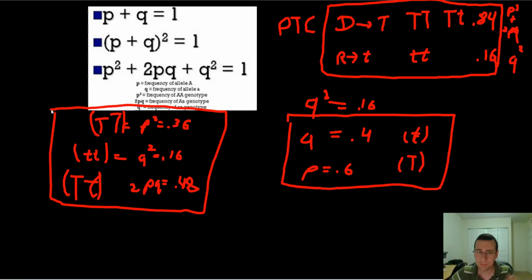So if I know it's 16% of the total, and they say 1,000 people are born in the next generation, how many people can't taste it? 160 people can't taste it, because that's 16% of the total of the next generation. The ratio will stay the same. So it shouldn't be complicated for you to figure those things out.